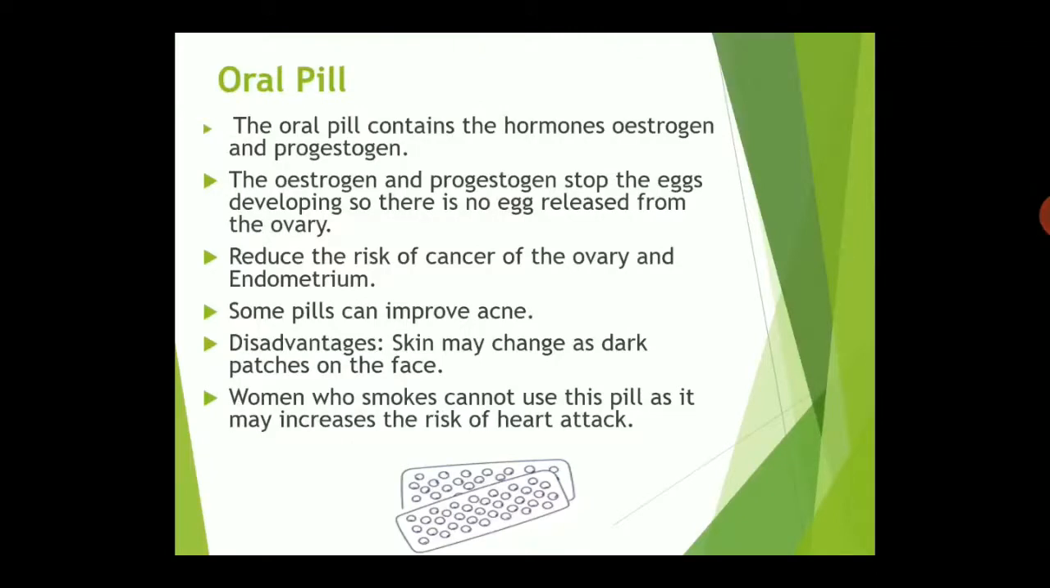Oral pill. It contains estrogen and progesterone hormones. These hormones stop egg development, so there is no egg release from the ovary. It also reduces the risk of ovarian and endometrial cancer. It also improves acne. Some of the disadvantages of the oral pill are that it may cause dark patches on the face and also increase the risk of heart attack for smokers.